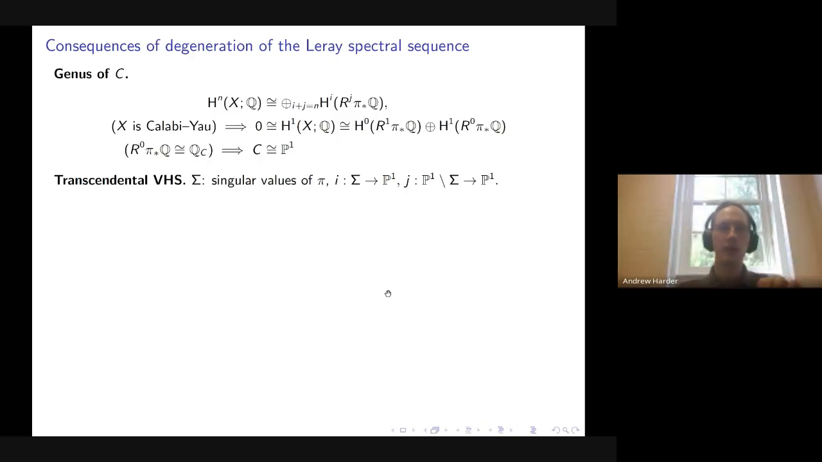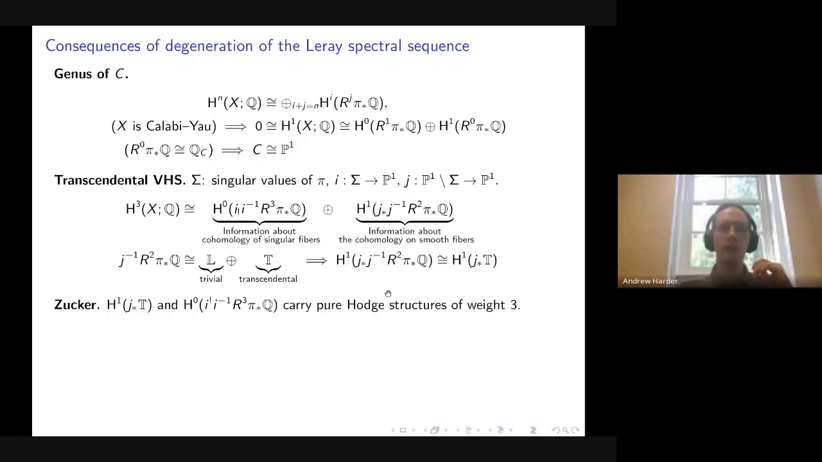Just to set up some data, let Σ be the set of singular values of π, our K3 fibration, let i be the embedding map from Σ to P^1, and j be the open embedding from the complement of Σ to P^1. So what does the Leray spectral sequence say in this case? By essentially messing around with sheaf theory, you can reduce H^3 to a direct sum of simpler sheaves. I have three factors, and I want to reduce what I have to look at in terms of the cohomology of these three factors to two different things. So you get immediate vanishing of H^2 of R^0.